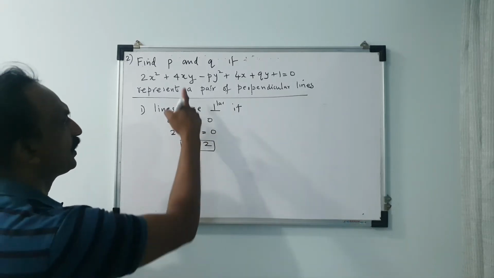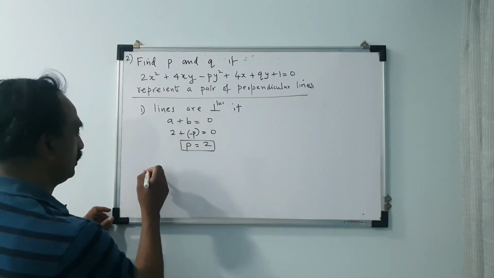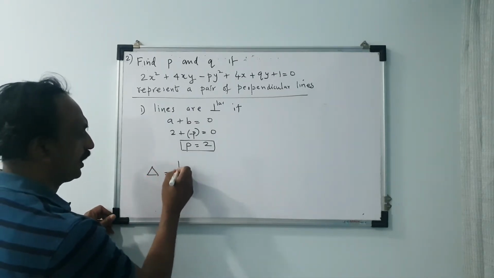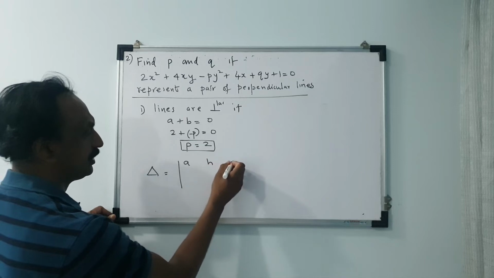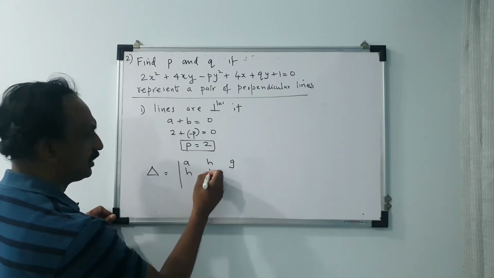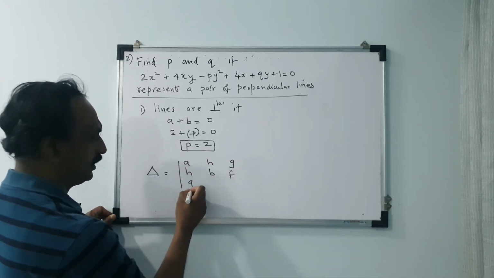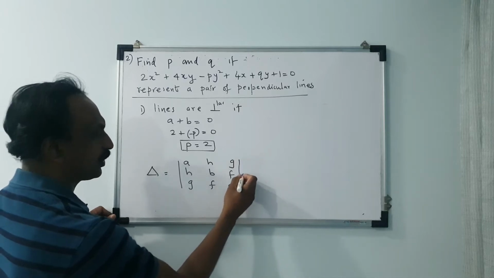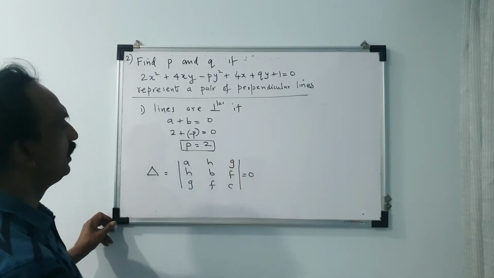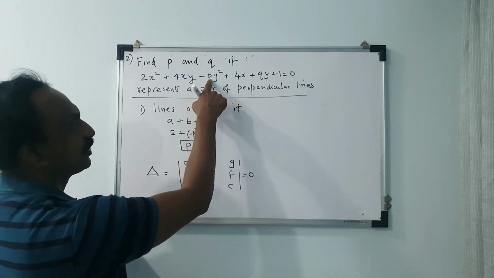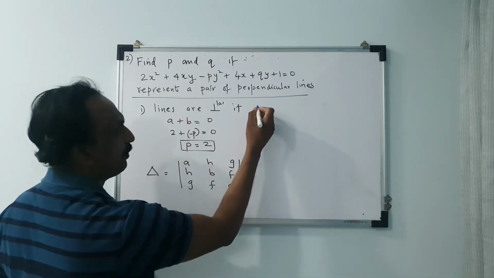Now we'll apply delta is 0. What is delta? a, h, g, h, b, f, g, f, c should be 0. Remember, now p's value is 2, so your b will be... now let's compare and write.